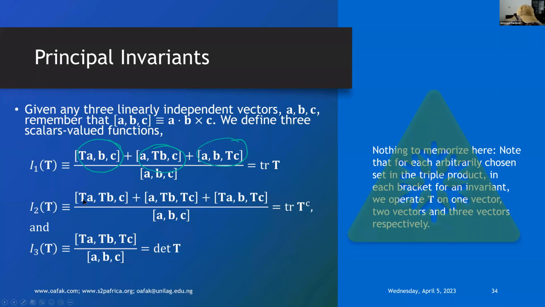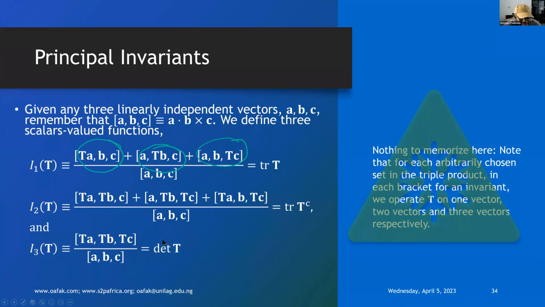The second invariant, if you look at the way we did the first one, the second one should be easy for you to see. Instead of operating T on only one, we take them 2 by 2. We operate T on A and B, here on B and C, and here on C and A. So the logic is almost the same. So these two formulas, once you can remember one, you should be able to remember the other one because it's just so easy. In the third one, you operate T on each of the 3 vectors.